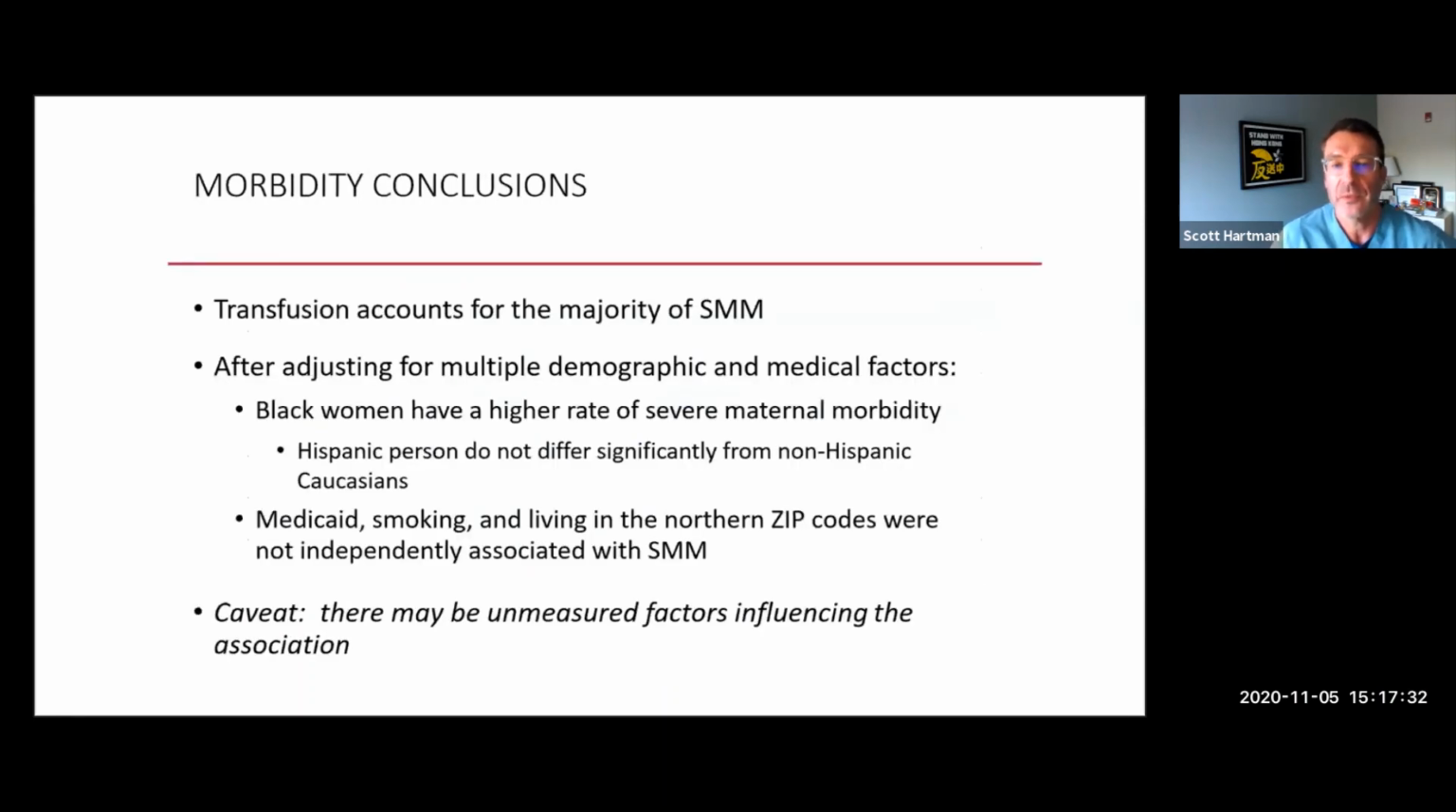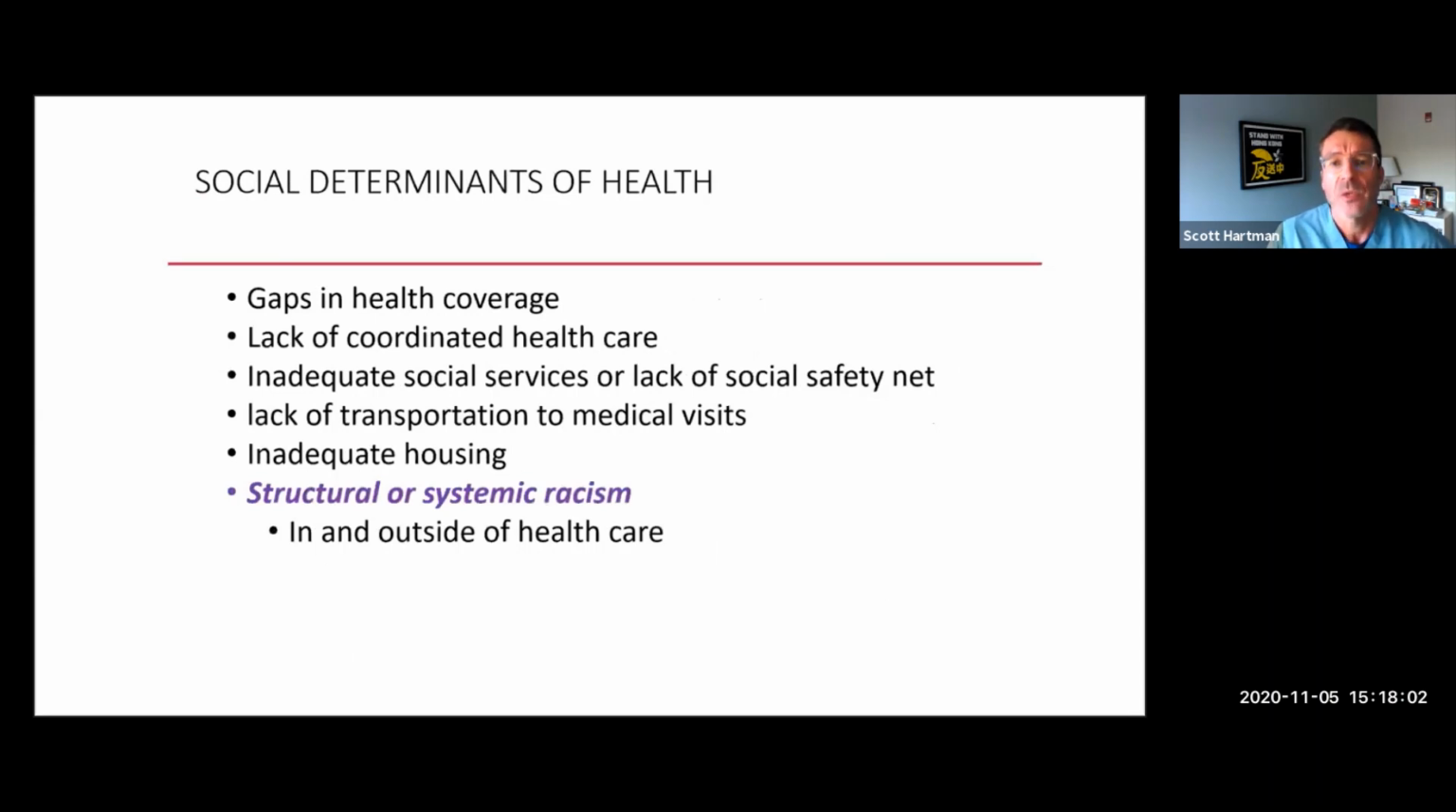And so what we can conclude from the New York State data so far is that hemorrhage with transfusion really seems to be the top driver. And this is definitely true worldwide, but Black women in general seem to have a higher rate of severe maternal morbidity. And when we control for things like smoking, living in certain zip codes and other kinds of social factors, it still doesn't explain those differences. Next slide.